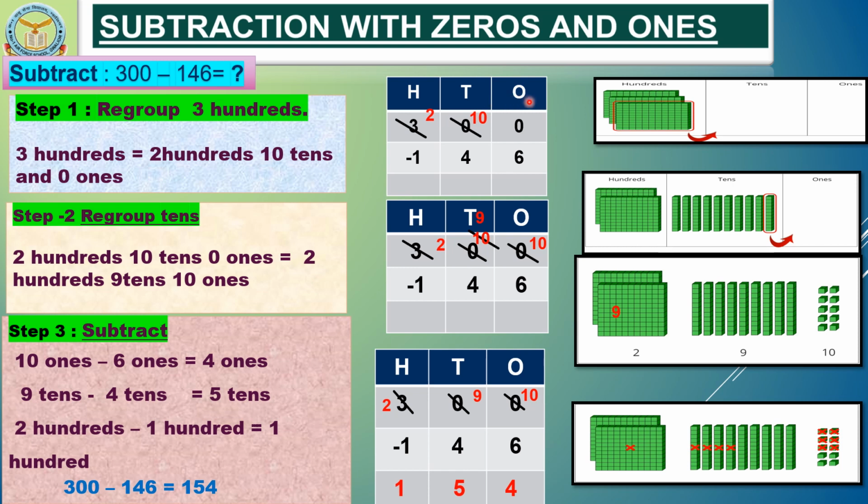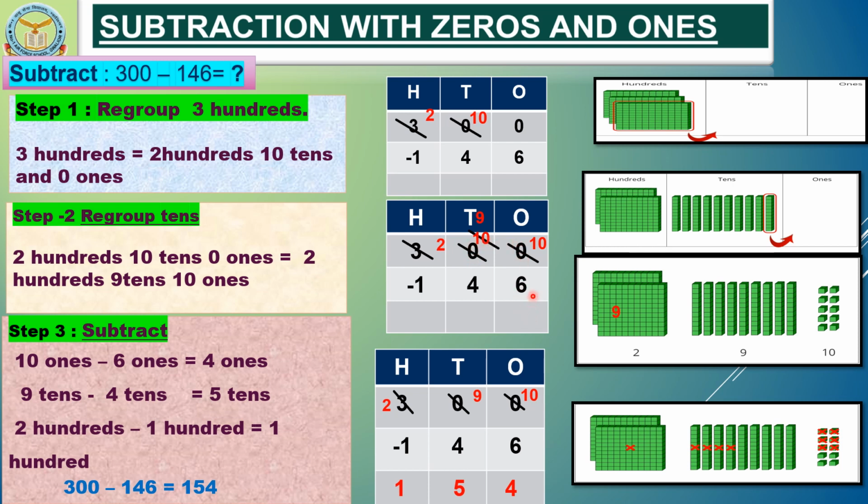Now we start our subtraction from the ones place. Since 6 is more than 0, we cannot subtract. Now we have to regroup tens place. Means we have to borrow 1 ten from 10 tens. So 0 ones will become 10 ones and the 10 tens will become 9 tens.